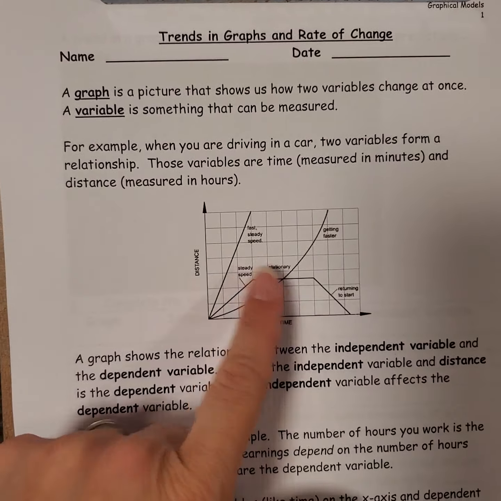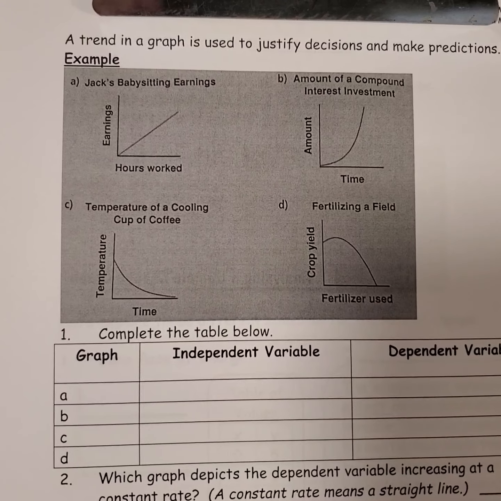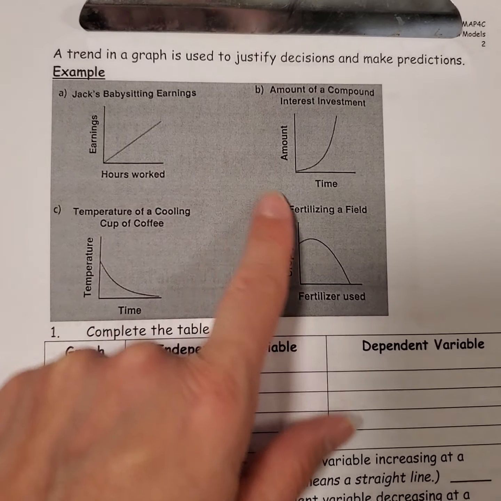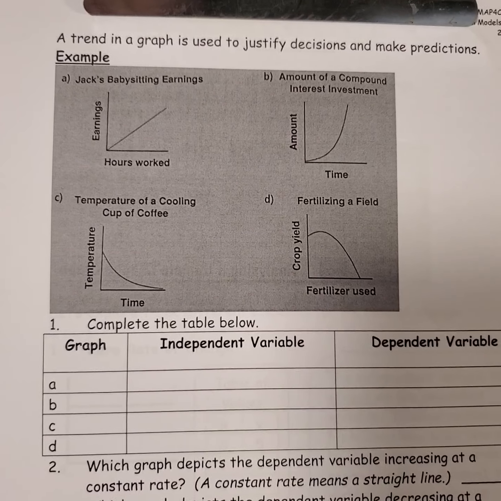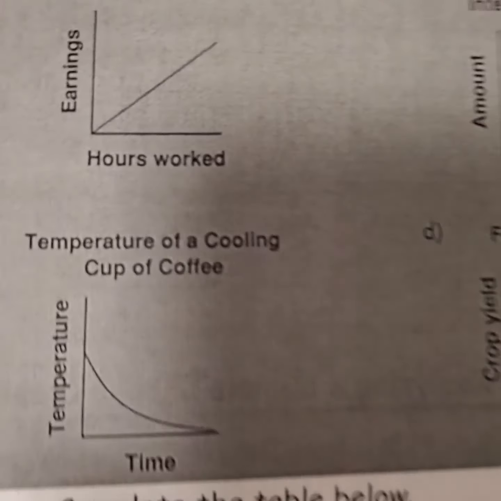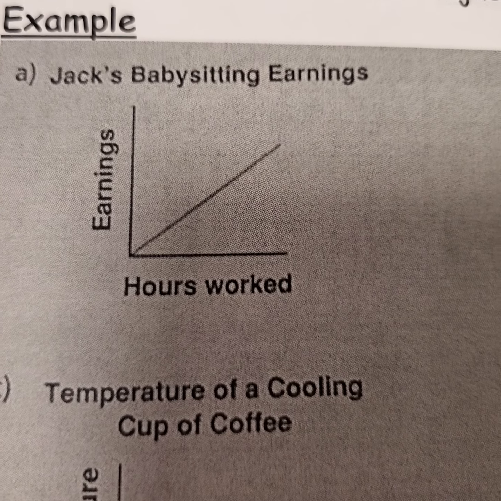Okay, in this lesson, we also want to look at trends in graphs. A trend in a graph is used to justify decisions and make predictions. So we have 4 different examples here, 4 different scenarios. And so we're going to complete this chart here based on the graphs in the diagram. So they want to know, what is the independent variable from graph A? So I want you to look at that and think about it.